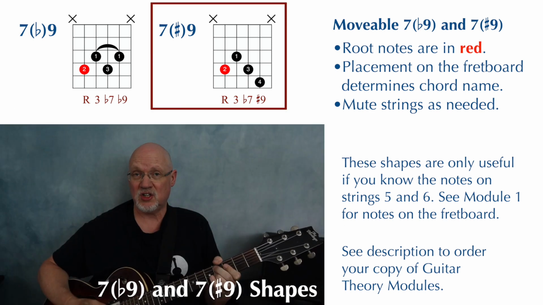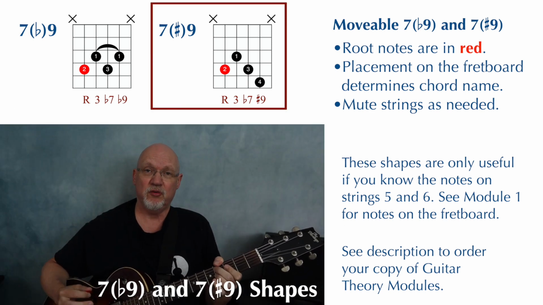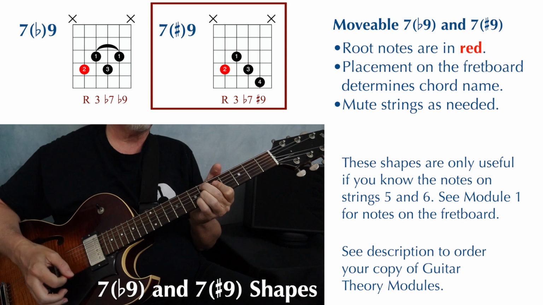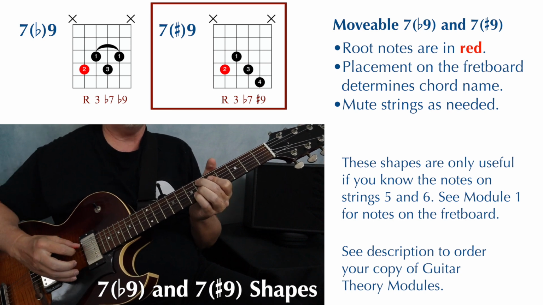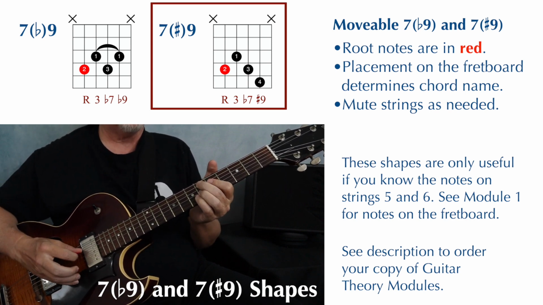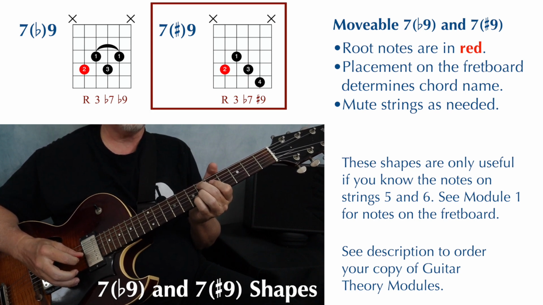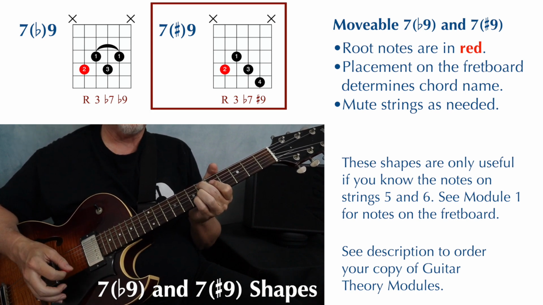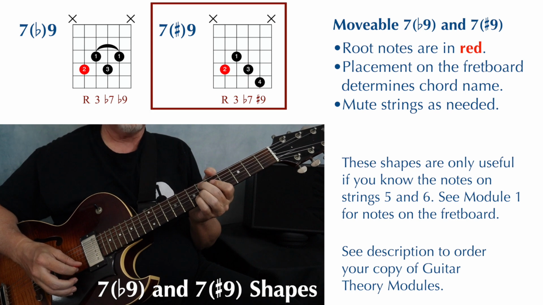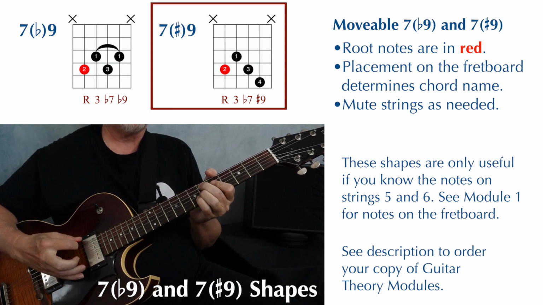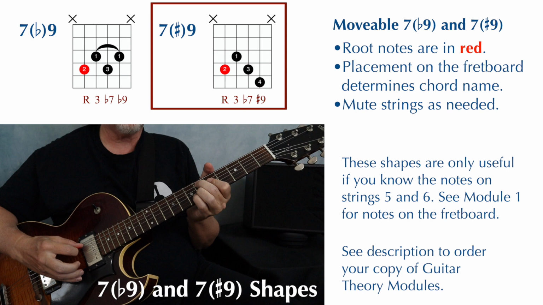And here's a 7 sharp 9 shape you can play with the root on the 5th string. Finger 2 is playing the root. Finger 1 is playing the 3rd of the chord. Finger 3 is playing the 7th of the chord, and finger 4 is playing that sharp 9. And we're muting the 1st string and the 6th string. This is also a movable chord shape.